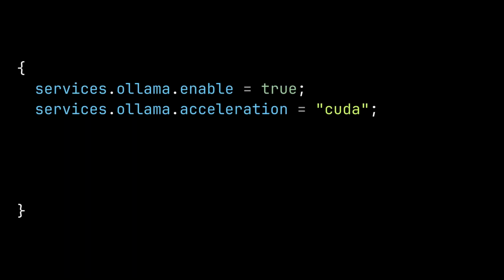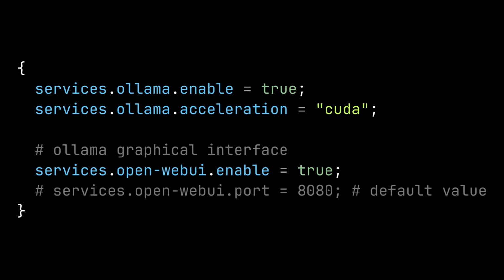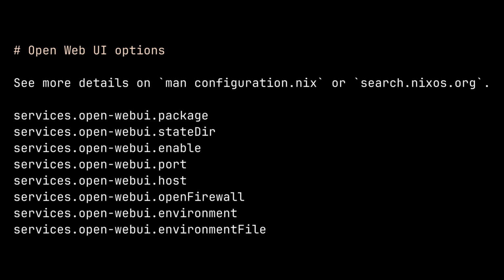Lastly, let's install Open WebUI as a graphical interface for Ollama. It's as simple as setting services.open-webui.enable to true, and you should be able to access the web interface on port 8080. You can find other options for Open WebUI on search.nixos.org or in man configuration.nix.